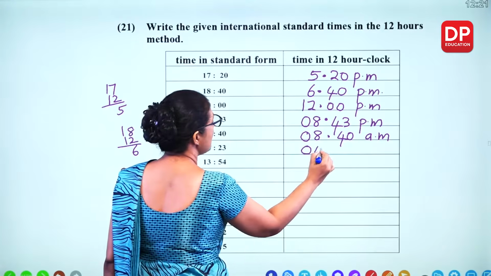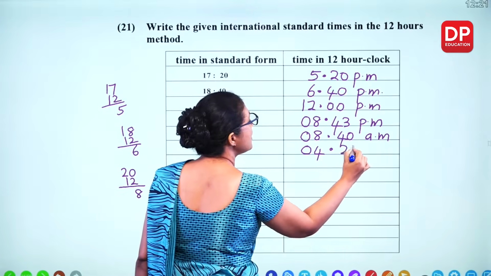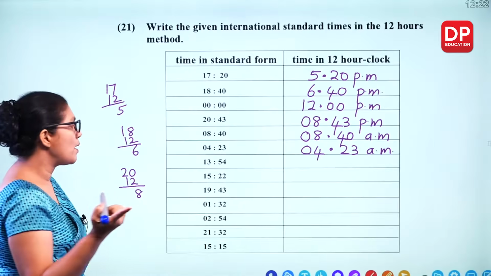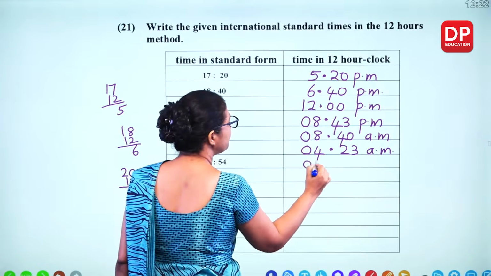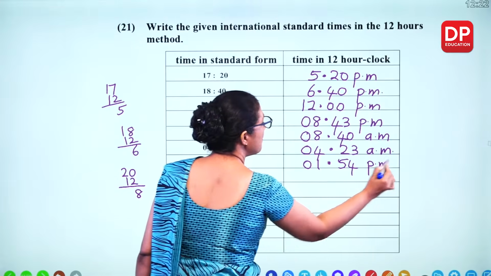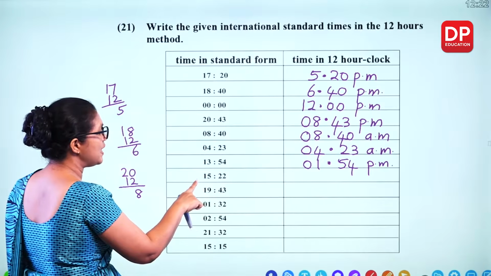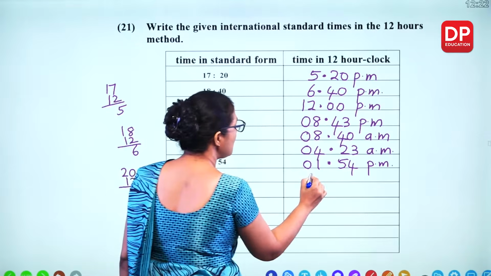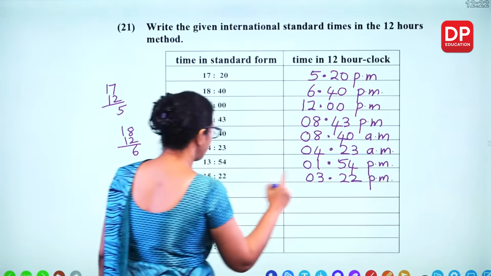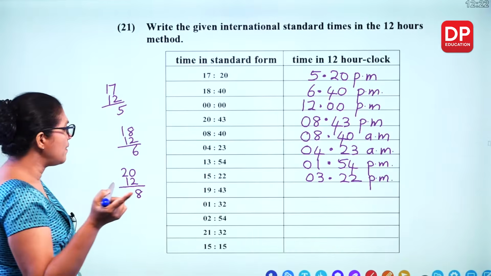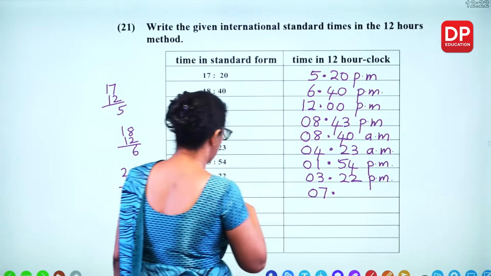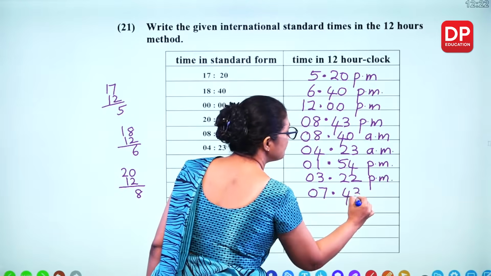4:23 means in the morning. 4:23 AM. And 13:54, that means more than 12, subtract 12, you get 1:54 PM. 15:22 means more than 12, subtract 12, you get 3:22 PM. 19. 19 minus 12, you get 7. 7:43 PM.